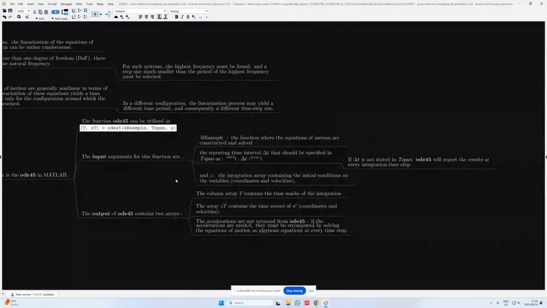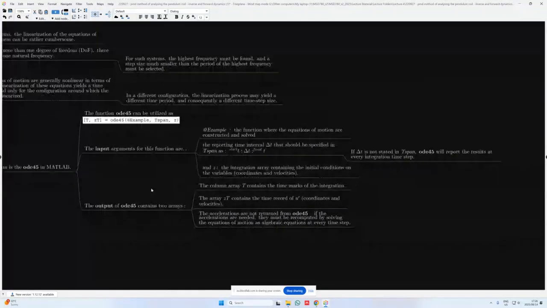Now the output of ODE45 contains two arrays, the t and the zt arrays. The column array t contains the time marks of the integration, and the array zt contains the time record of u prime, so the coordinates and the velocities. The accelerations are not returned from ODE45. If the accelerations are needed, they must be recomputed by solving the equations of motion as algebraic equations at every time step.